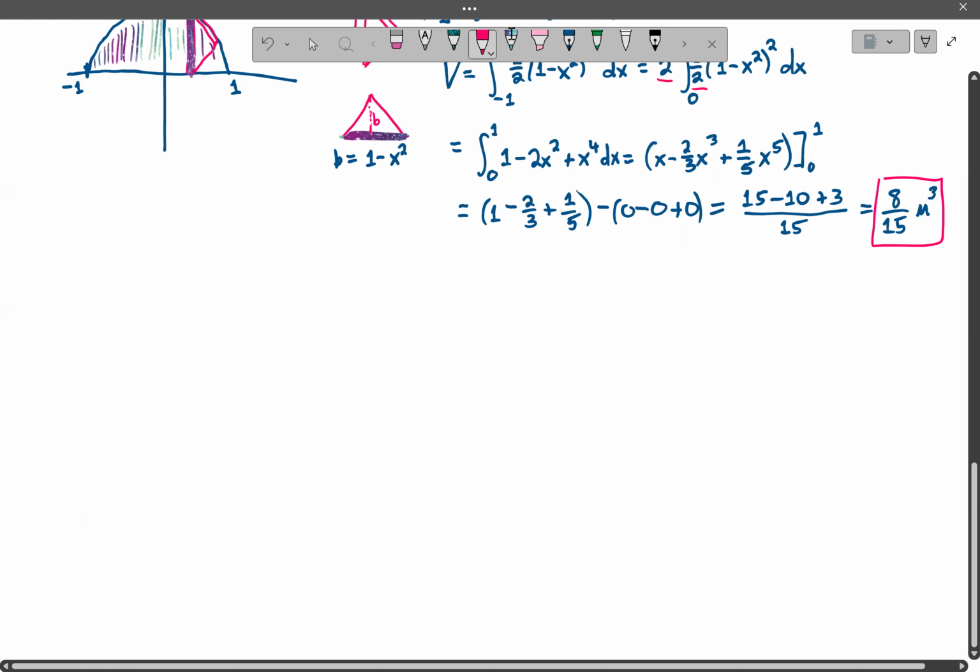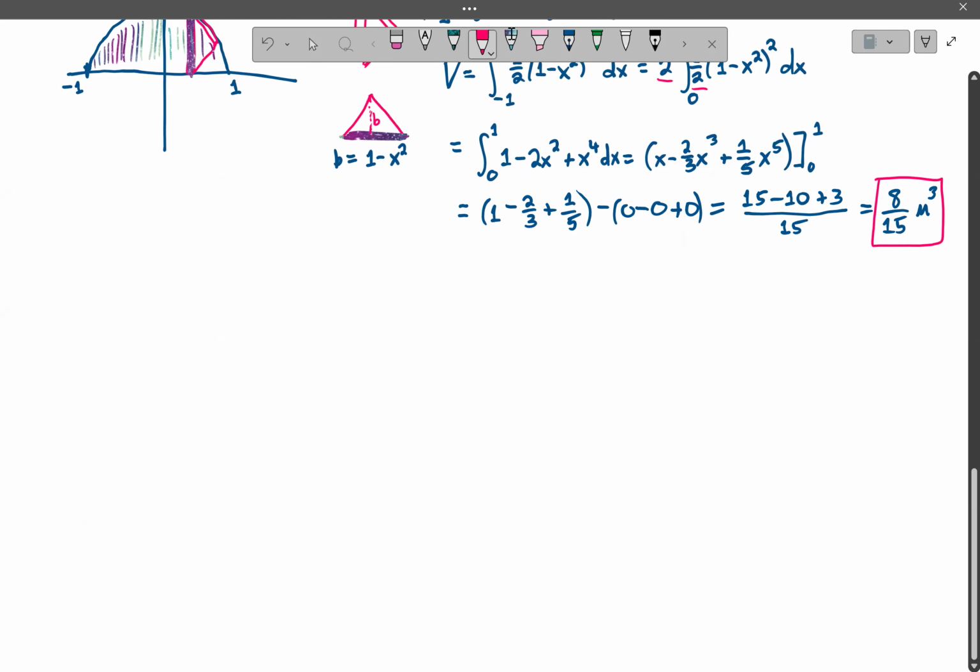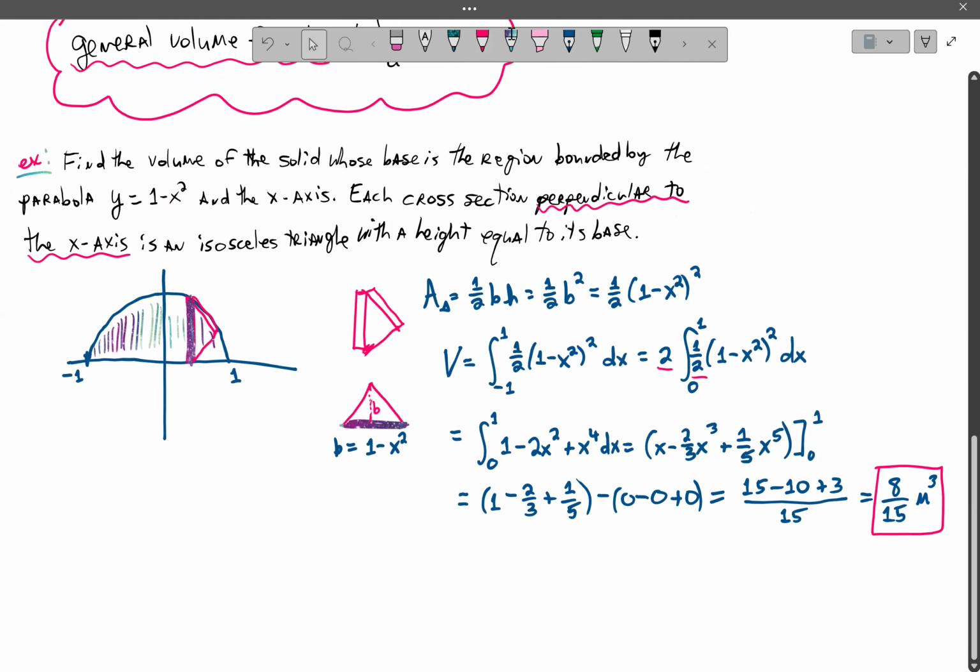So the only challenging part of this really was recognizing how to find the area of my cross section or my slice. In this case, we were able to see it was a triangle, isosceles, the base was equal to the height, and we just had to find what that base was by looking at the distance between the x-axis and the curve.